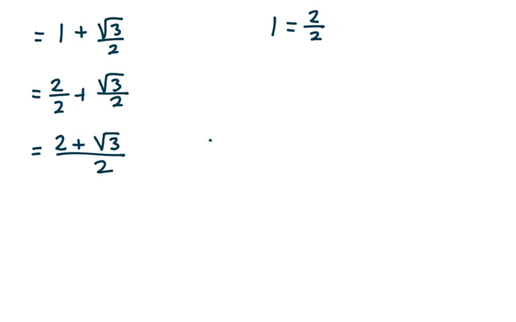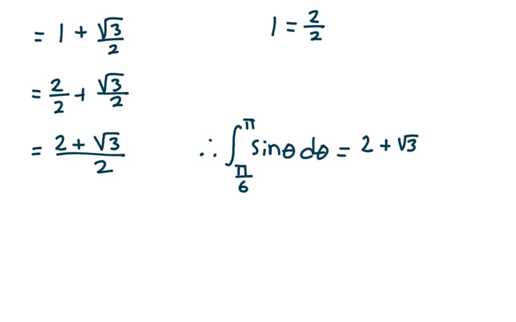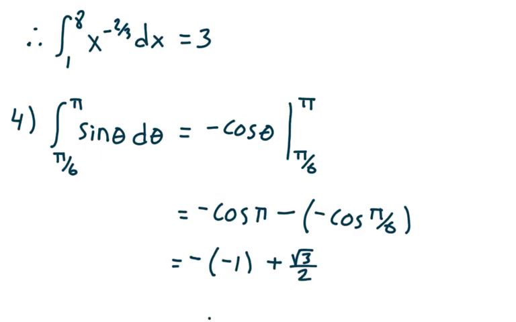So what does that say? The integral from pi over 6 up to pi of sine theta d theta is equal to 2 plus the square root of 3 divided by 2. And that was example 4. Let's take a look at example 5.